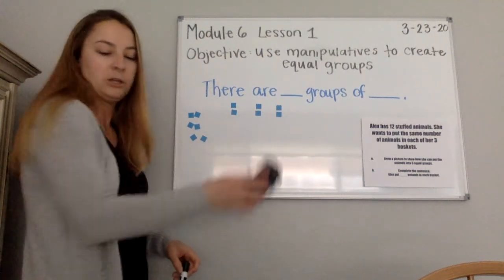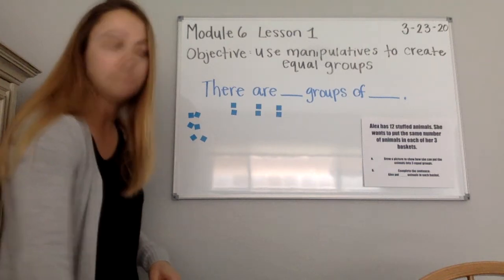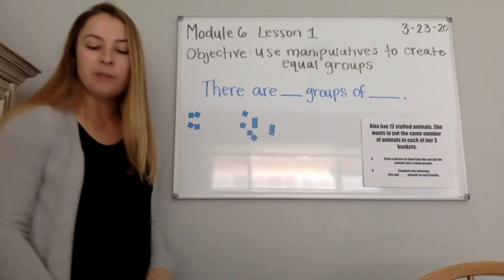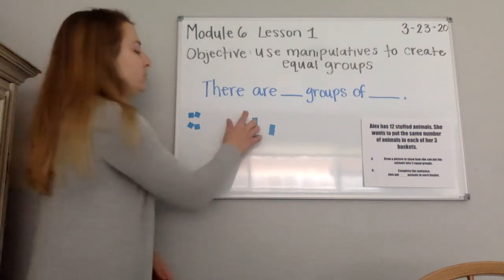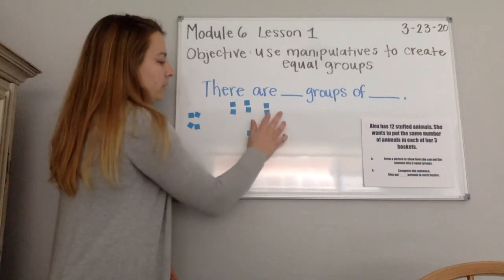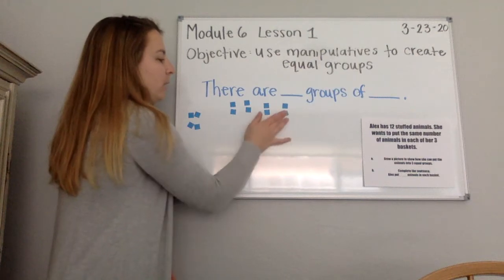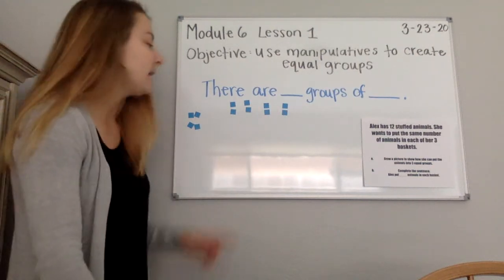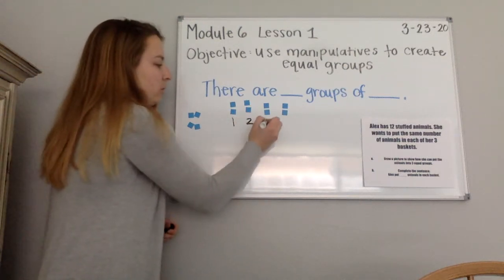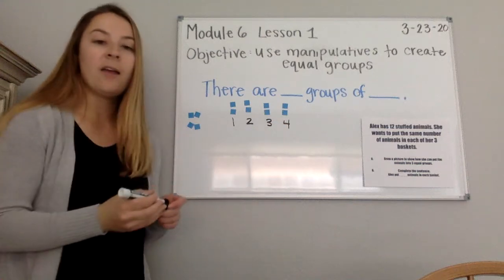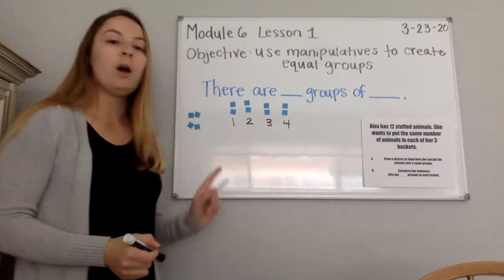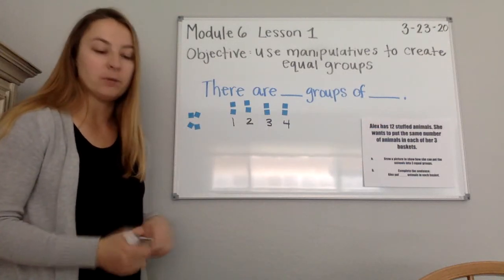My second example is going to use 8 counters. So I'm going to add 2 more into my mix here. And I'm going to use my 8 counters to also create groups of 2. So I know I can only have 2 in each group. I know that they are equal if the same amount is in each group, and I can see that 2, 2, 2, and 2. I've got group 1, 2, 3, and 4. And I can fill in my sentence, there are 4 groups of 2, for a total of 8. I used all 8 of my counters.